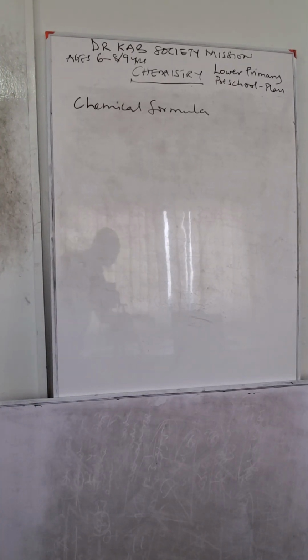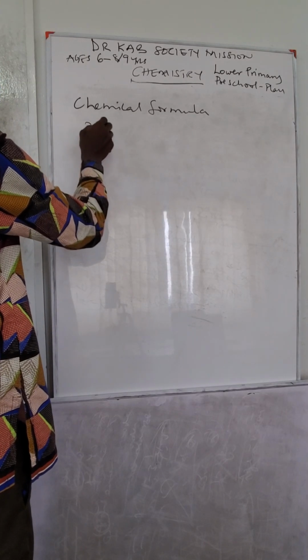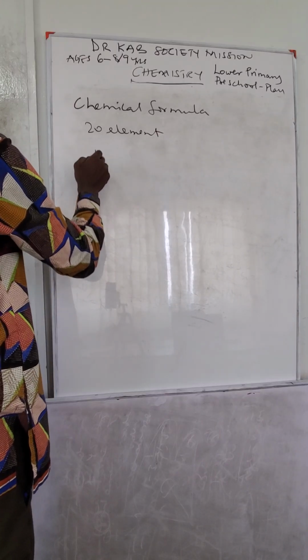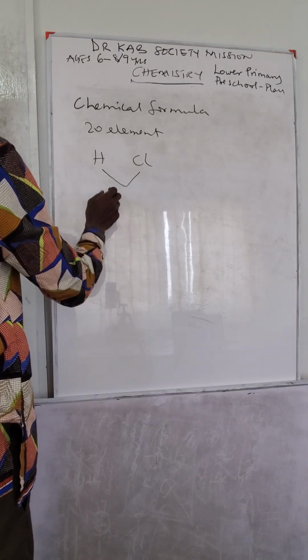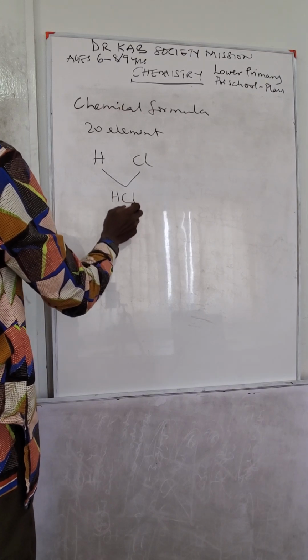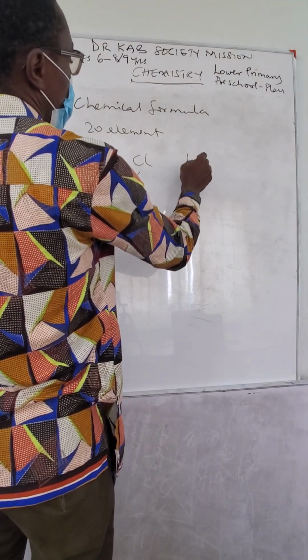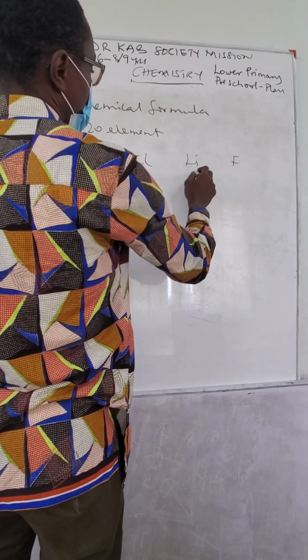So we come to the chemical formula. You can let them choose after knowing the 20 elements. And then they start with hydrogen. Then we have chlorine. And write them together. Have lithium. We have fluoride. Put them together.